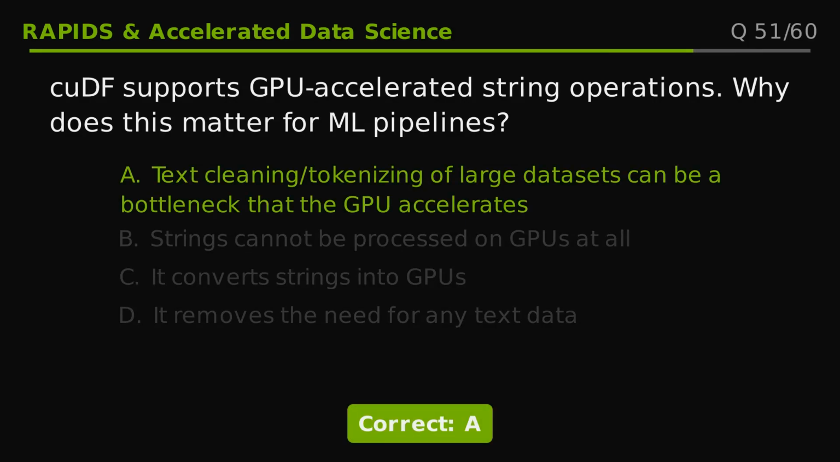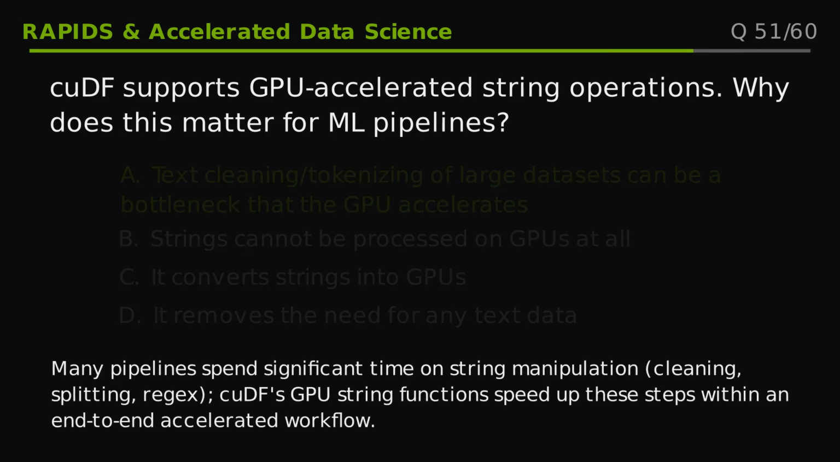The correct answer is A. Any pipeline spends significant time on string manipulation, cleaning, splitting, and regexes. GPU string functions speed up these steps within an end-to-end accelerated workflow.